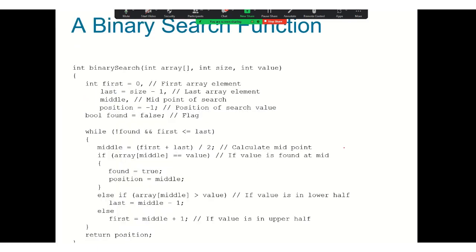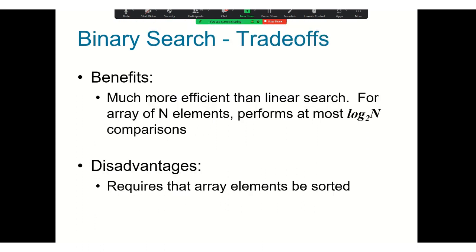Any questions so far? So what is the main benefit? It's much more efficient than linear search. Just now we have seen that in a much shorter time span, in a lesser number of iterations, you can accomplish it. So for an array of n elements, you can perform a maximum of log n comparisons, where the base of the log is 2.